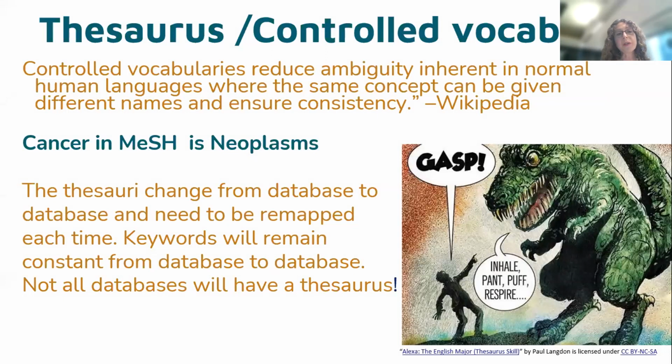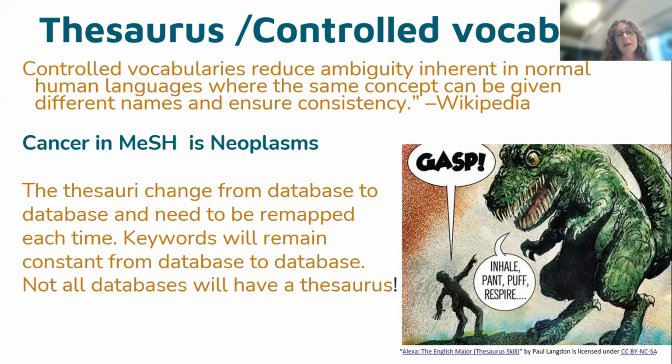It's also important to use, as well as your keywords, your thesaurus within the database for controlled vocabulary. These are the terms used within the database for the same concept, even though different people talking about the term might use different language or different words. Within the database, they have given a specific term to cover all the possible words for that concept. So for example, cancer in MeSH is neoplasms.